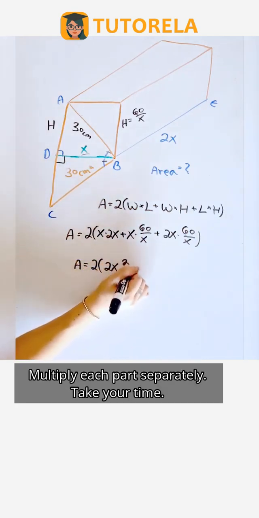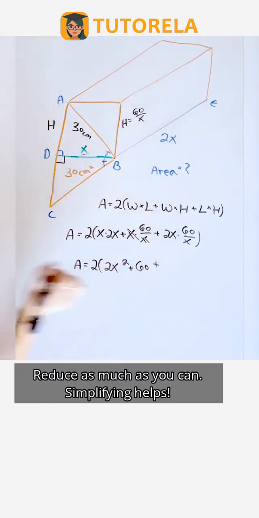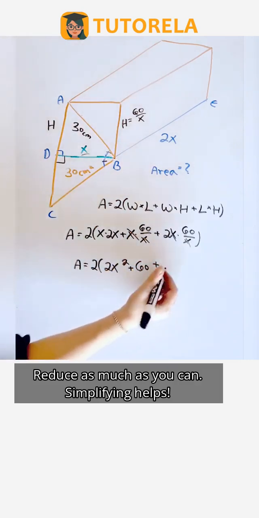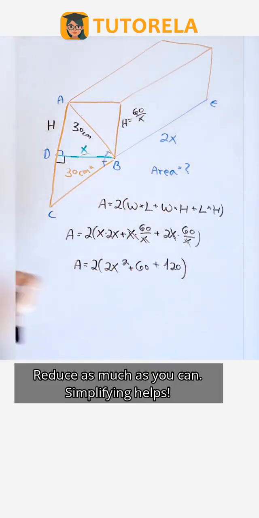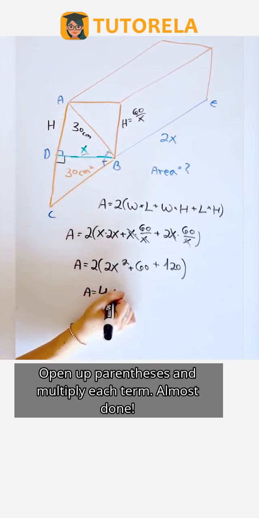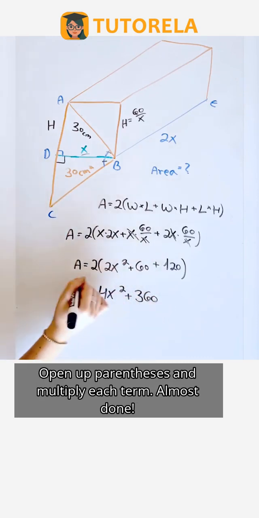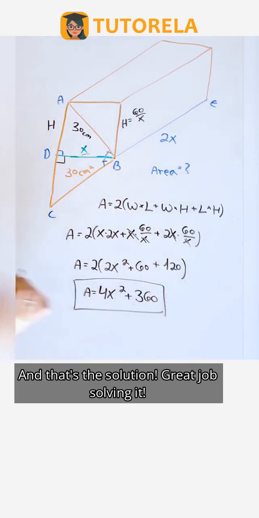Multiply each part separately. Take your time. Reduce as much as you can. Simplifying helps. Open up parentheses and multiply each term. Almost done. And that's the solution. Great job solving it.